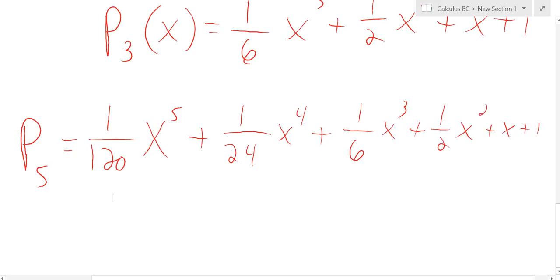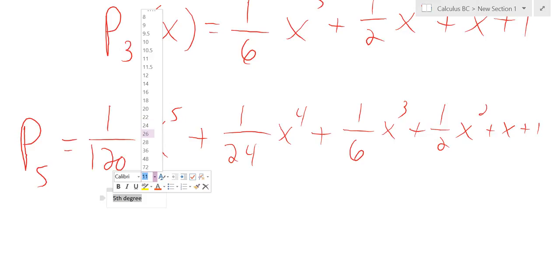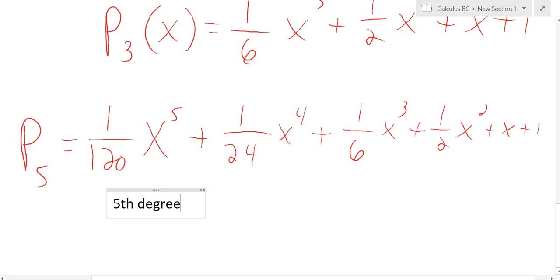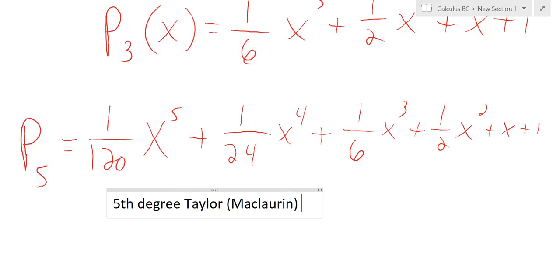We're going to graph it and check it out. But real quick, just so we know, ready for this? This is called the fifth degree Taylor polynomial, or it's also called the Maclaurin. I think I'm spelling that right.